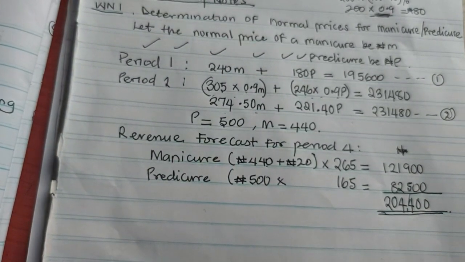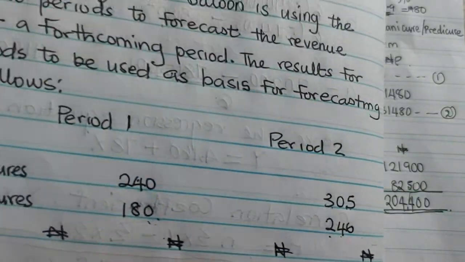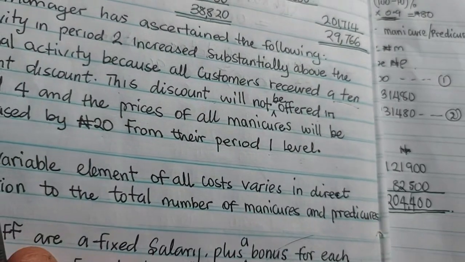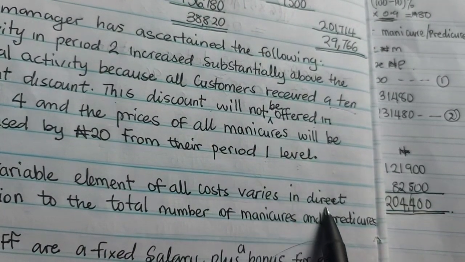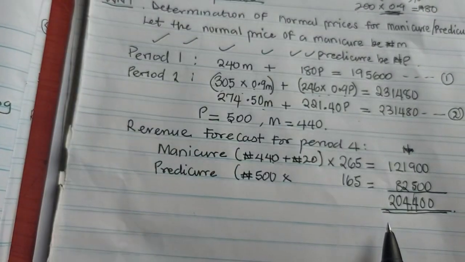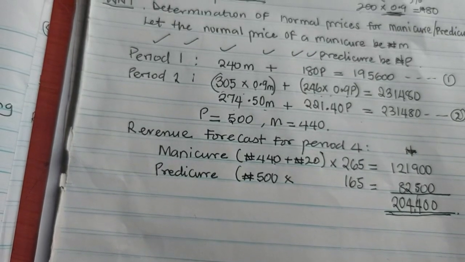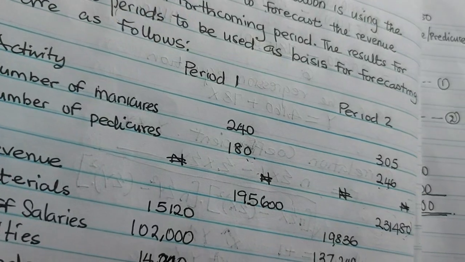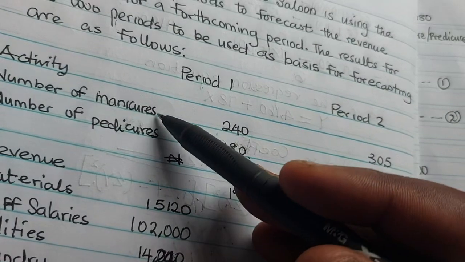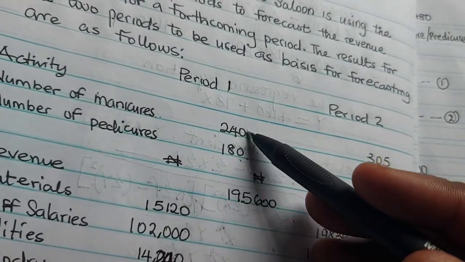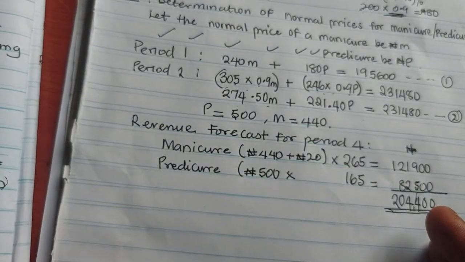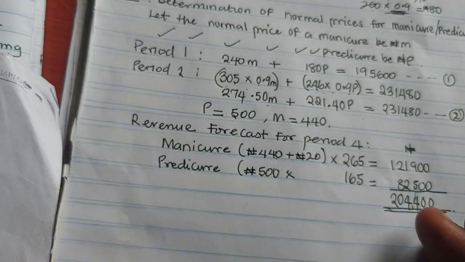Now, looking at the other components of cost, we have materials. So what is material saying? They said the variable element of all cost varies in direct proportion to the total number of manicures and pedicures. If you look at the material, the total is given, which is the addition of the material cost for pedicure and manicure, and it varies proportionally. So let's test the conditions for variable cost on that.